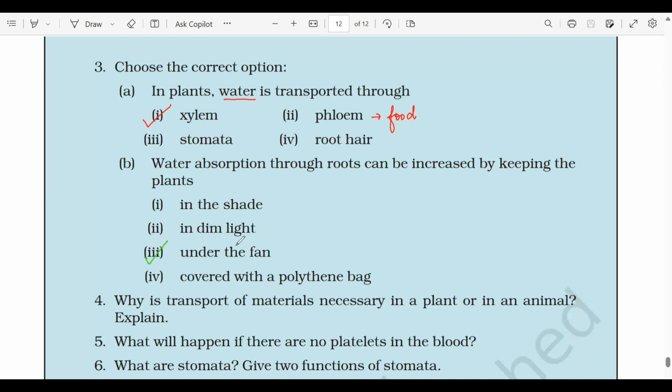Similarly, in dim light also not much water will transpire, so the rate of absorption will be low. And even if it is covered with a polythene bag, the transpiration will be very less. But if we are keeping the plant under the fan, okay, the fan is moving, so as a result, the rate of transpiration is more. Okay, the plant's body is losing more water. And since the rate of transpiration is more, the rate of absorption of water will also increase. Okay, so your correct answer would be option 3, that is under the fan.